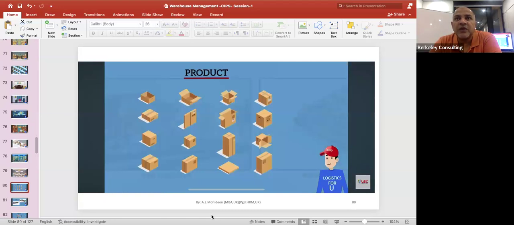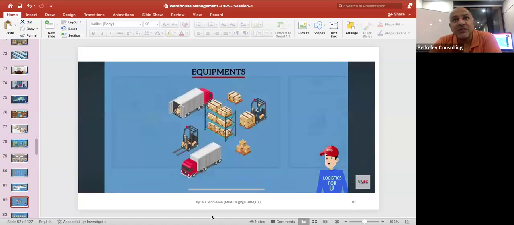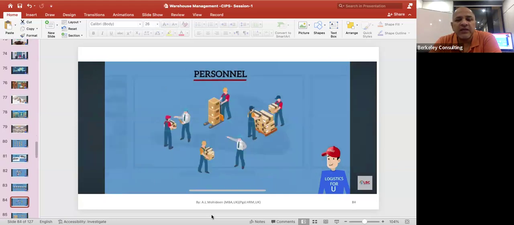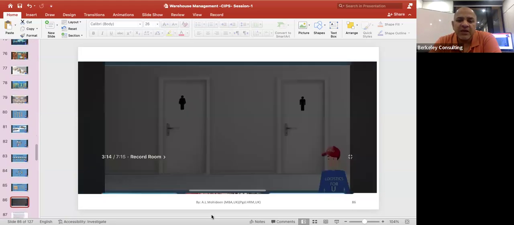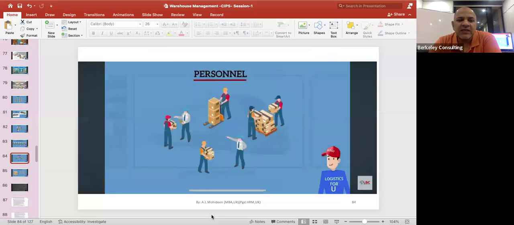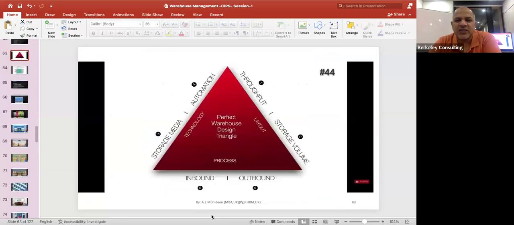And products, different types of products. According to the type of the product, you are going to set up your rack system. Okay, and also space. So what type of flow system, equipments that you are handling, and circular flow of goods, right? And personnel, people who are working with, and future expansion also you have to consider, facilities for toilet and all. So these are the things you are going to consider when you are setting up a warehouse. You understand?